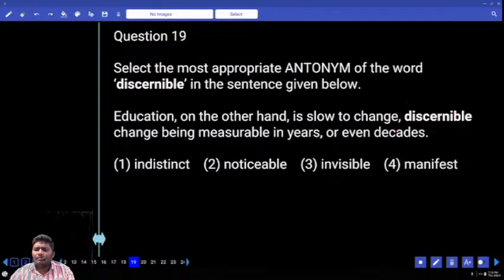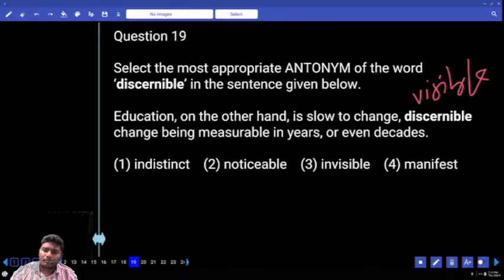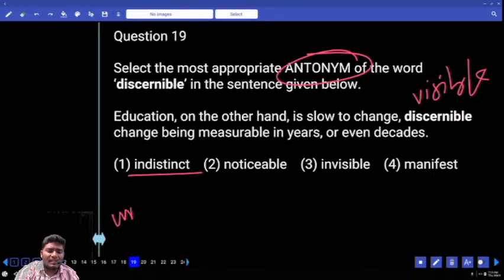Next, move to 19. Antonym of the word discernible. Discernible is something which is very visible, very clear. Education, on the other hand, is slow to change. Discernible change, being measurable in years or even decades. Antonym is needed here. Look at this. Indistinct. Indistinct in the sense anything that is very unclear, far away.